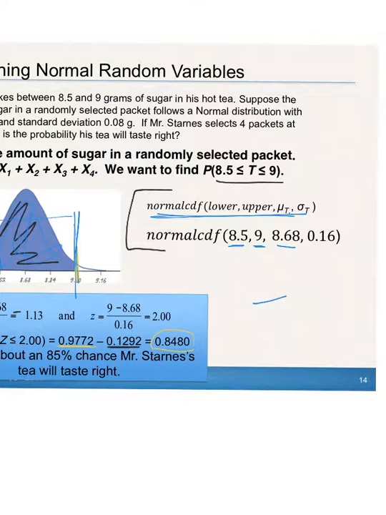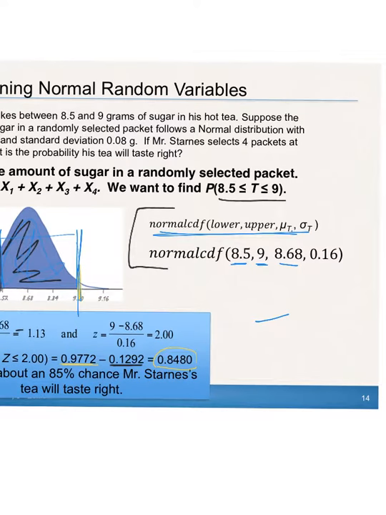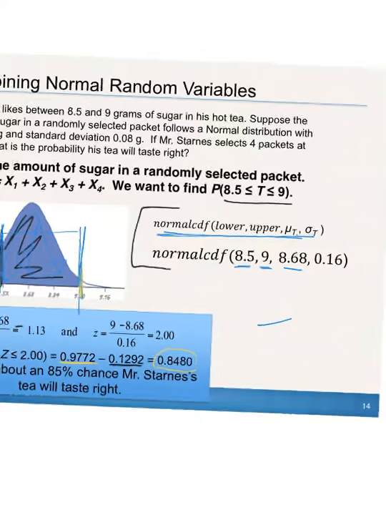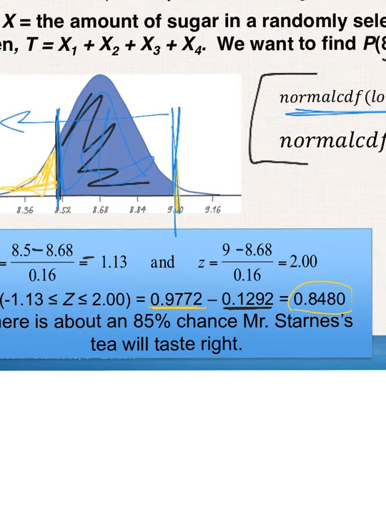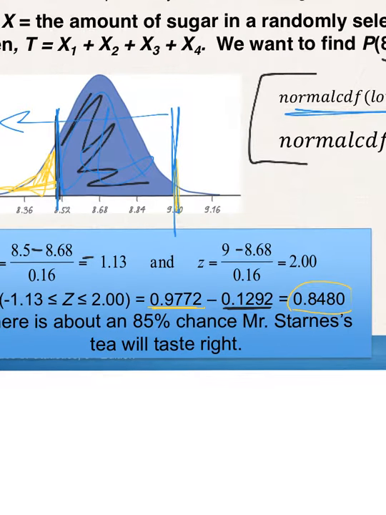And so it's still going to give you this 0.8480, so about 85%. Remember, answer the question. It's not just that you do the math, but that you have to answer the question. And so in this case, you're going to say about 85% chance that Mr. Starnes' tea will taste right.